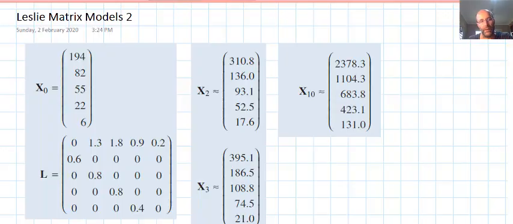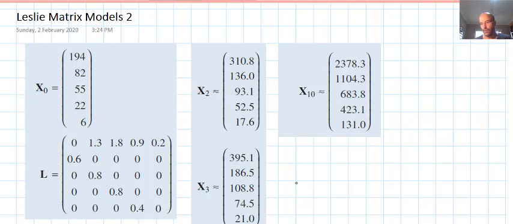The second installment of Leslie matrix models. We're going to build on the first video, and in this one we're going to look at patterns and begin to think about how we can apply Leslie matrix models. And what we're doing is using some data from the first video, which you see there right before you.